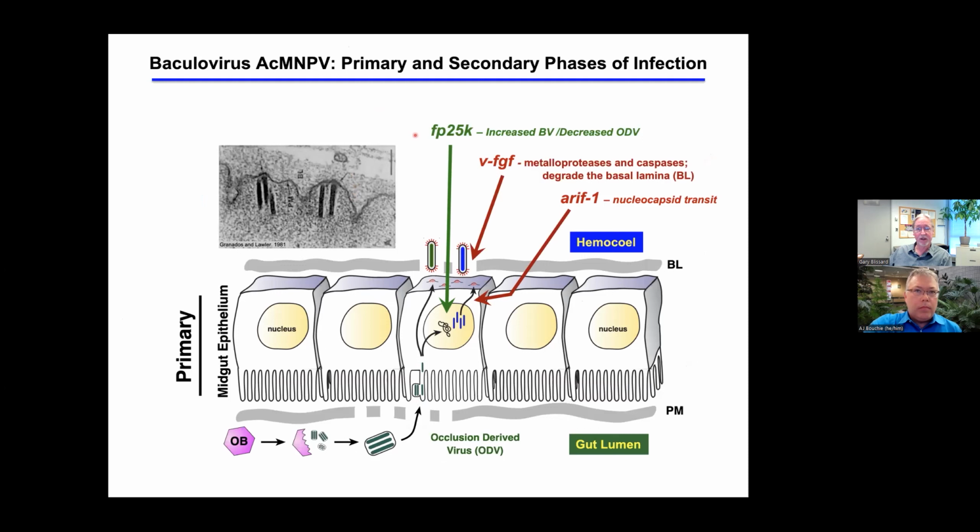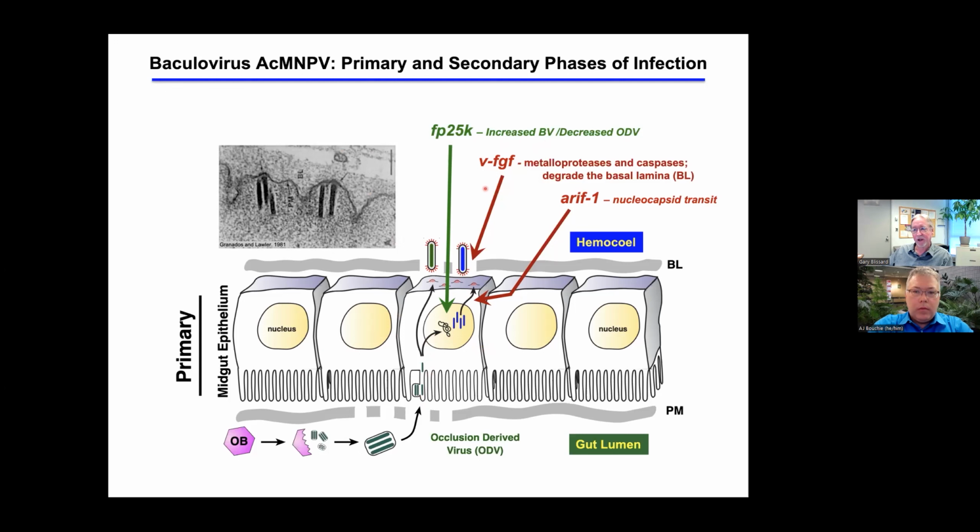So for example, a gene called FP25K was dramatically downregulated in the midgut. It was already known that if you knock out this gene in cell culture, the knockout results in an increase in production of the budded form of the virus and a decrease in the occluded form of the virus, or the occlusion bodies. As you can see, in the midgut that makes a lot of sense, because that's what the virus needs to do to move the infection from the gut cells into a systemic phase, or the secondary phase.